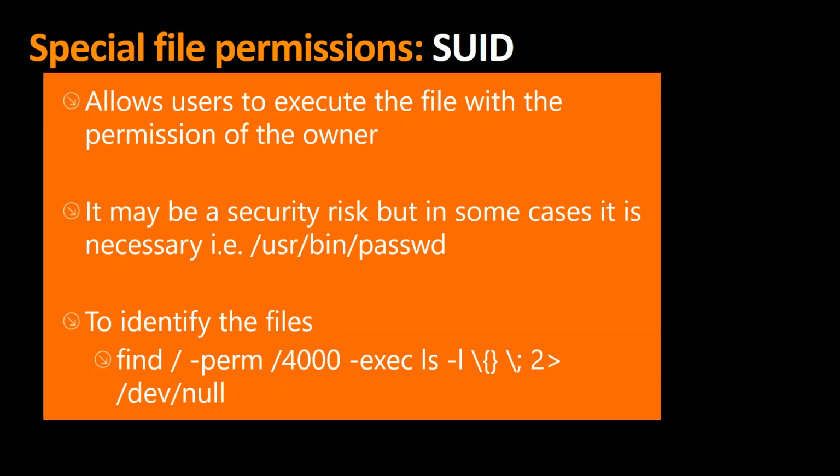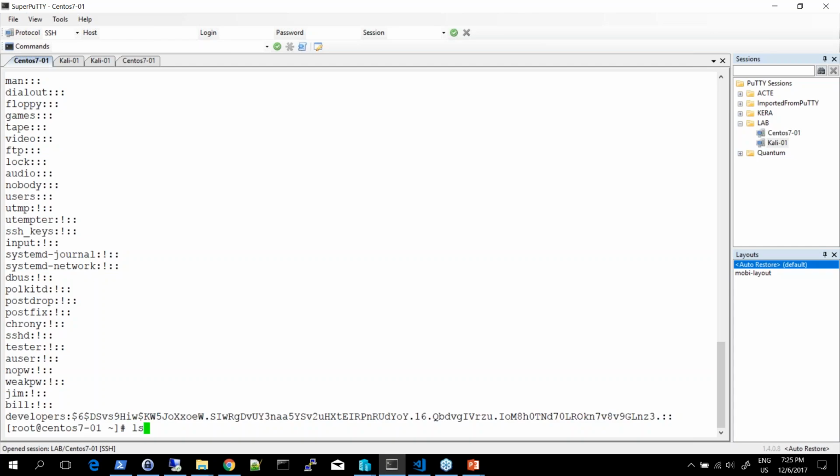Okay, special file permission. SUID allows users to execute the file with the permission of the owner. Most people think that actually this is always the permission of root. This is not true. This is the permission of the owner of the file. Let me show you this on a small example.